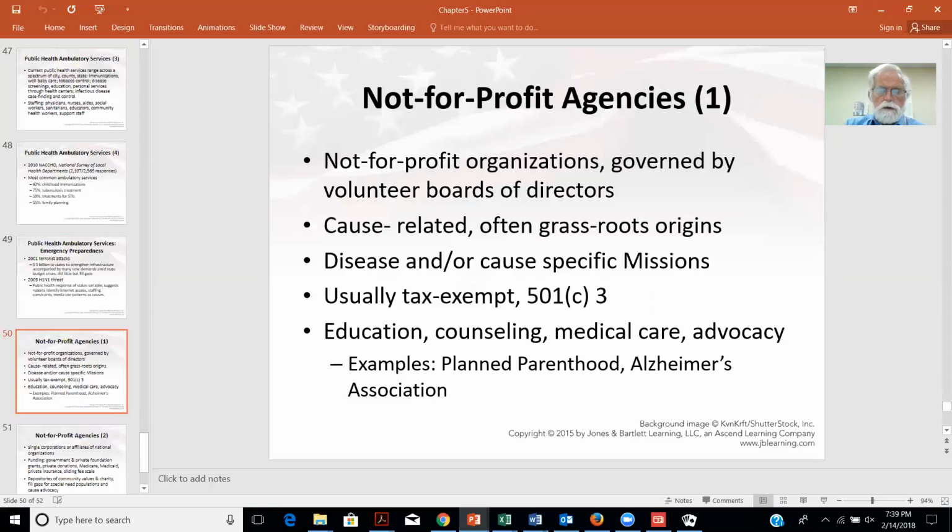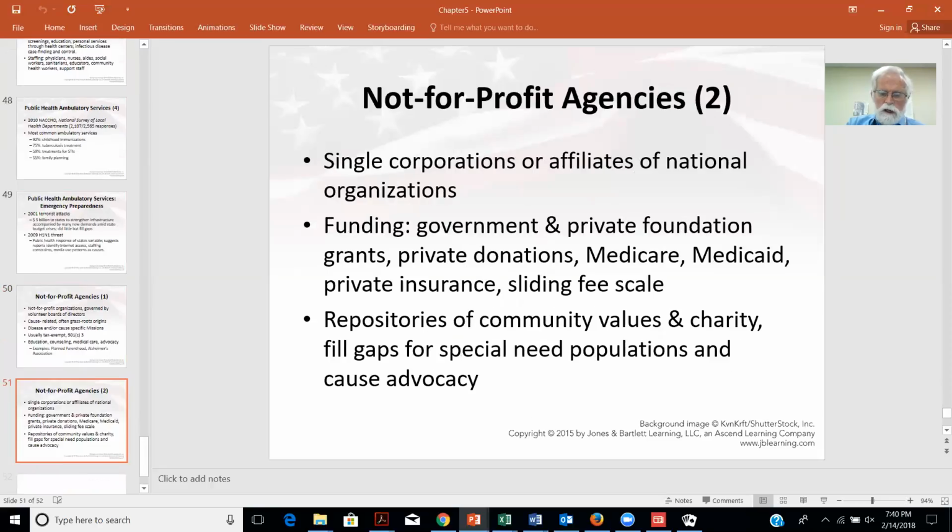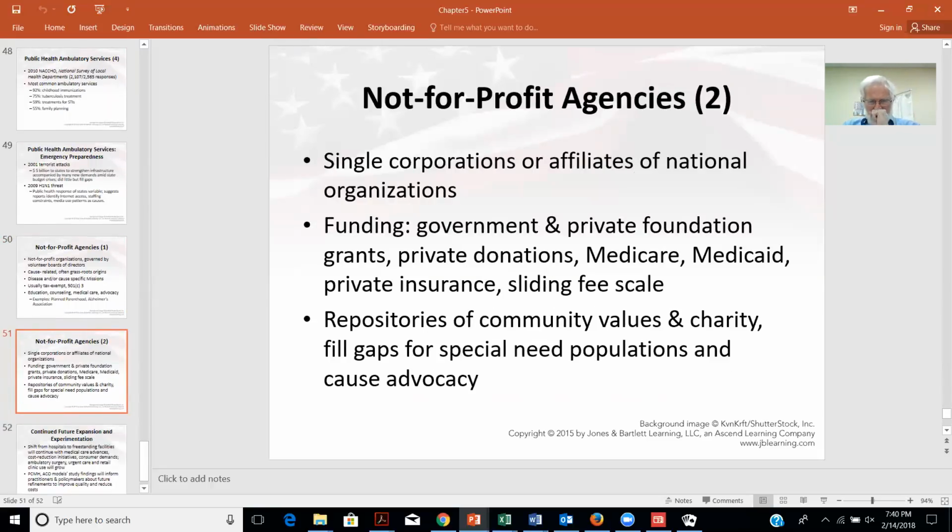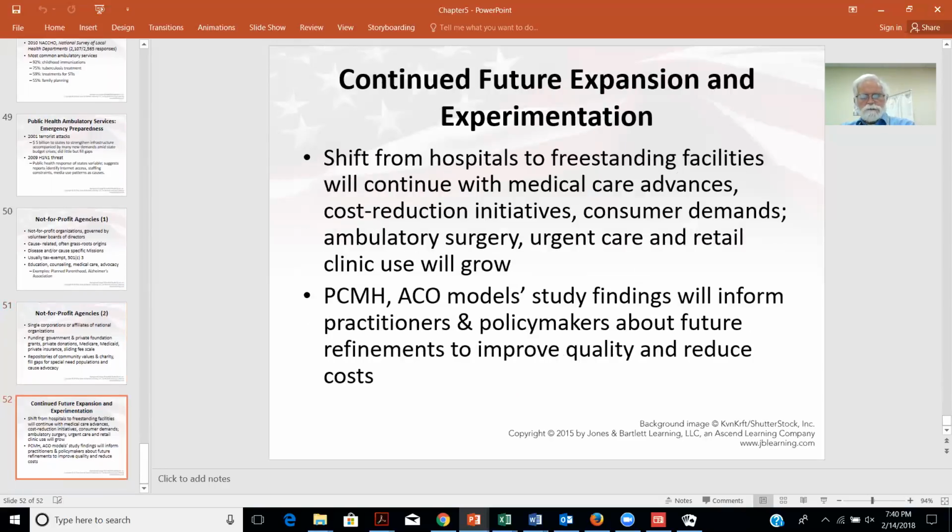Not-for-profit agencies exist. They're usually run by volunteer boards. They may or may not have people that are mainly volunteers work. So the future expansion and work will see some changes. With our $3.2 trillion healthcare budget in this country and the outcomes we have, something has to be done to improve things. So that's the end of that.